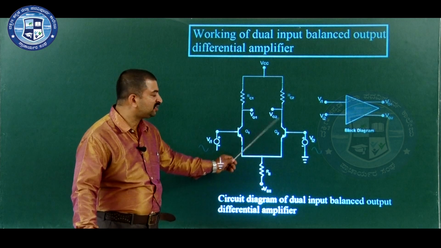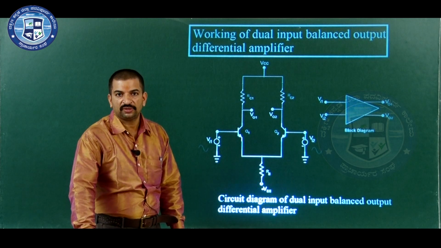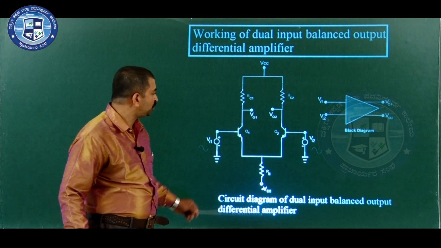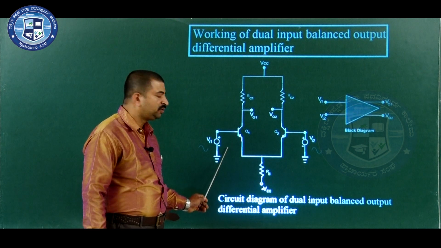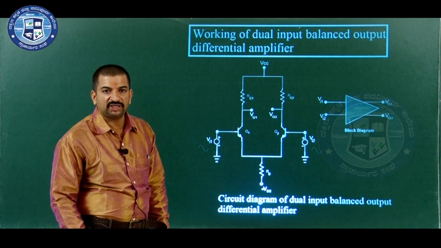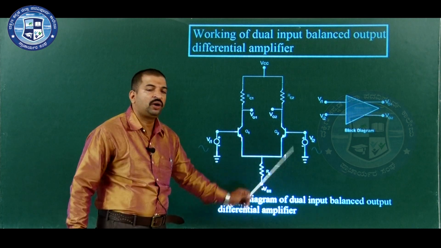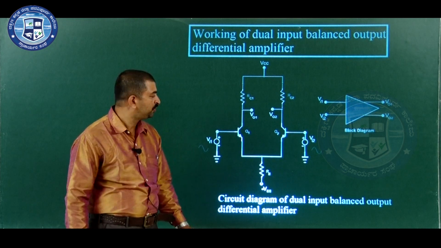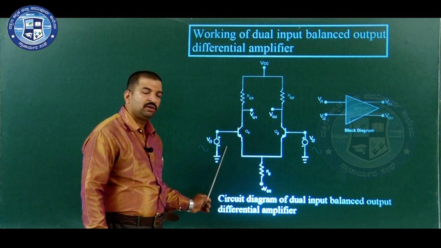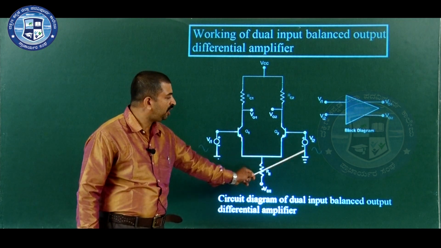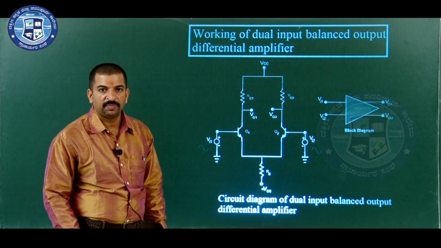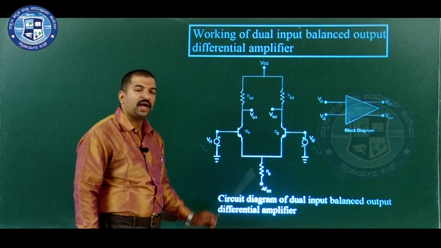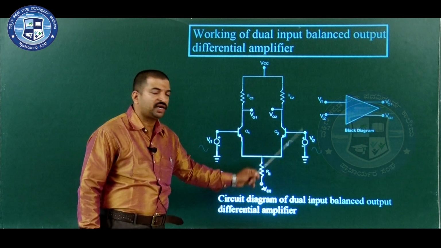So, in order to analyze the working of the circuit, we use the superposition theorem. According to it, we determine the output voltage caused by individual voltage sources acting alone, while other sources are non-operative. That means you connect one of the input signal sources, and the other input signal source should be grounded. Then we calculate the output voltage caused by V1 acting alone, while V2 is connected to the ground.